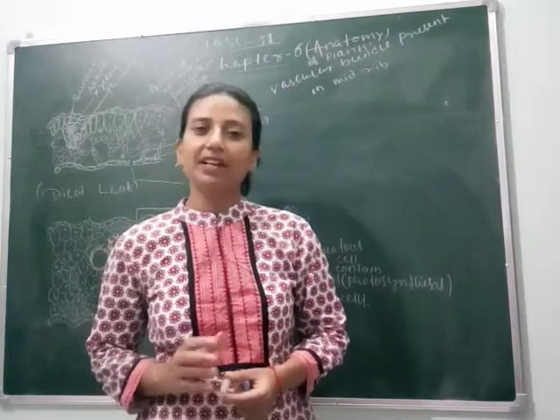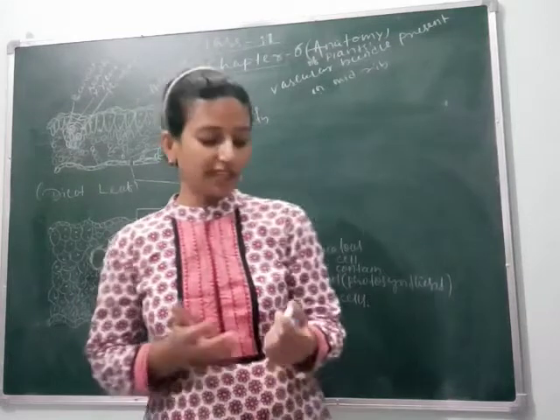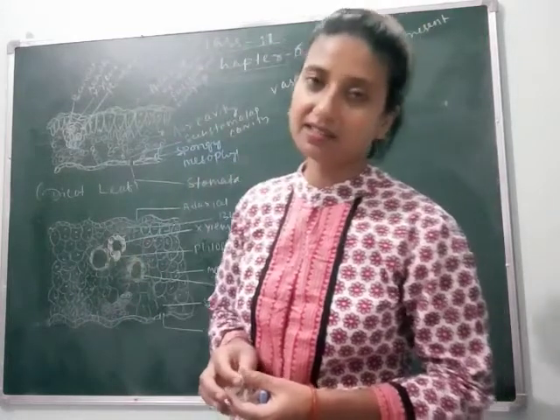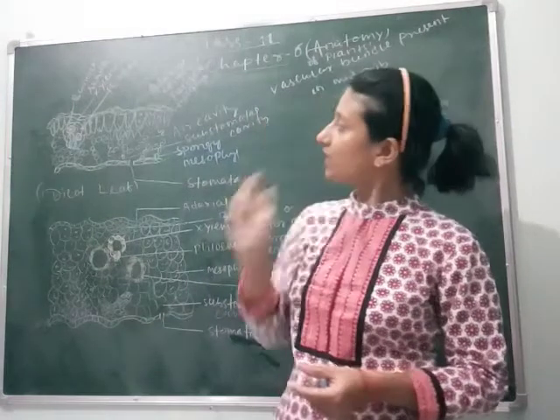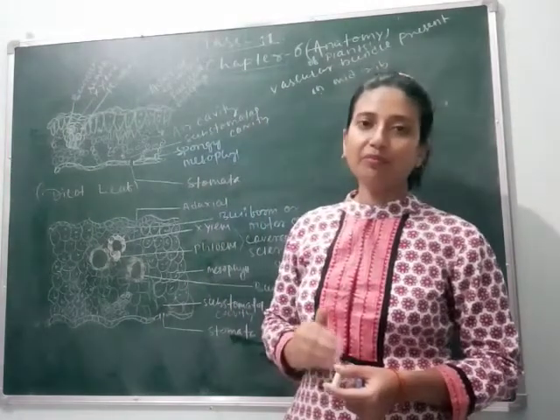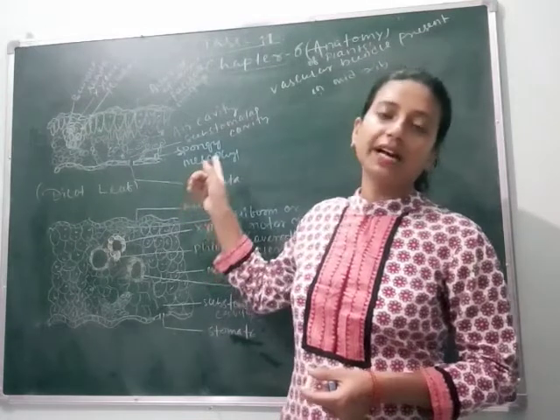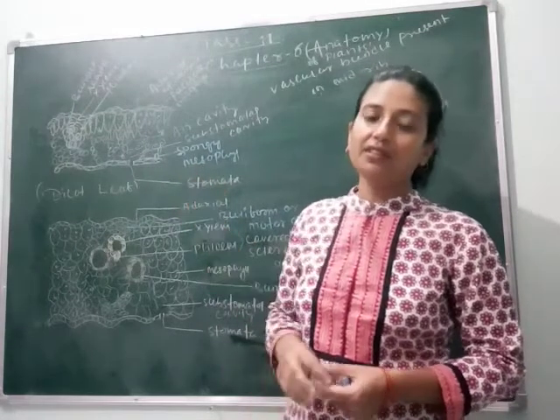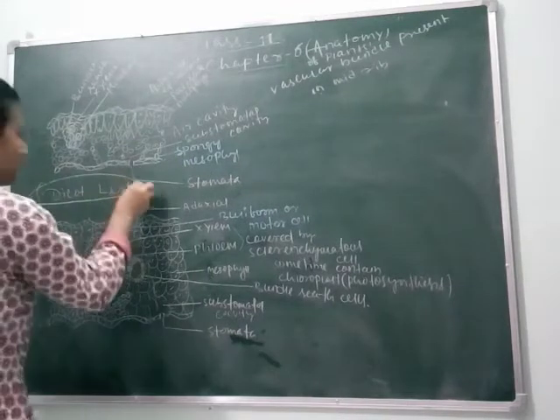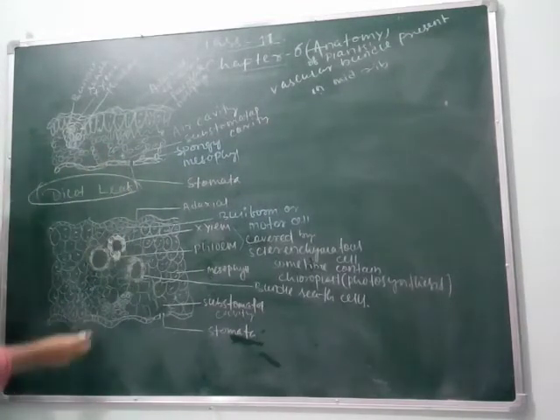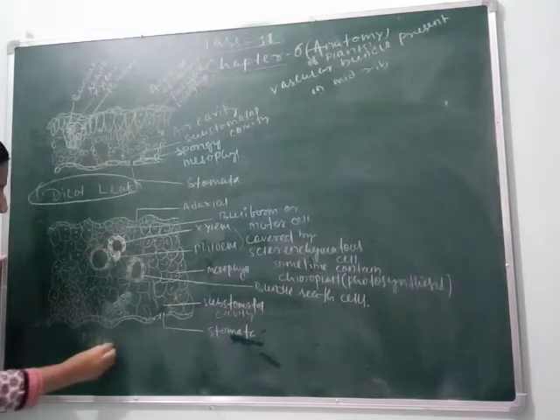And we are continuing with chapter 6, that is anatomy of flowering plants. In this chapter we have studied different anatomical structures of stem and root. Today we will study about anatomy of leaf. Here the diagrams represent, one a dicot leaf and this one a monocot leaf.